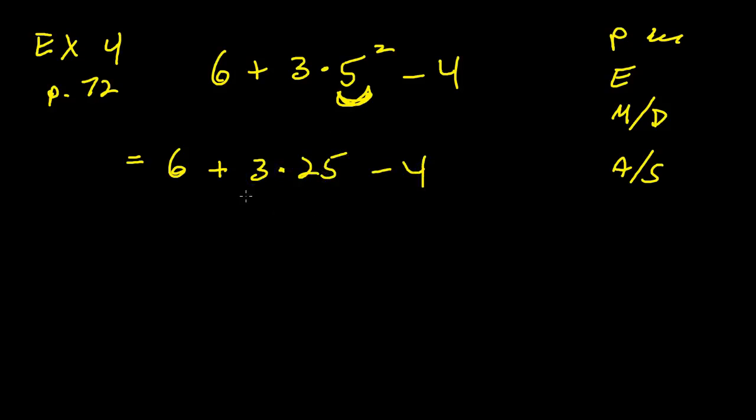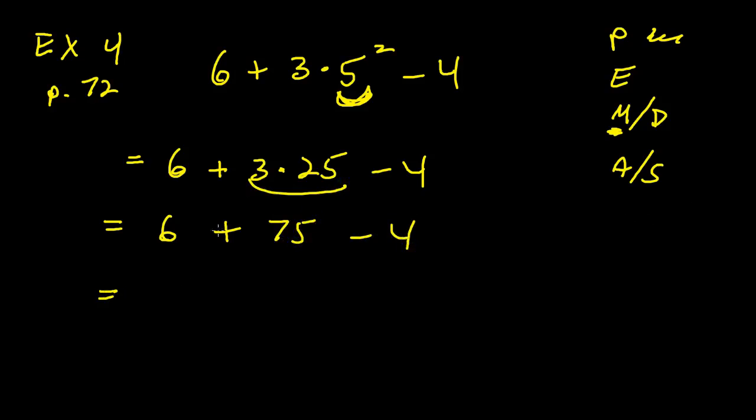All right, now we've got an addition, a multiplication, and a subtraction. Which gets done first? The multiplication gets done first, right? 6 plus 3 times 25 is 75, and all the other operations are left pending.